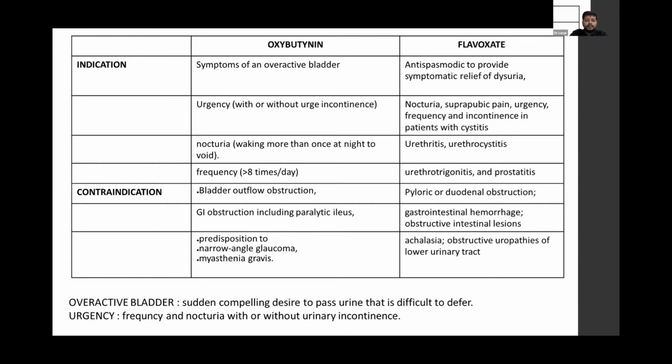Indication for oxybutynin is overactive bladder, urgency, nocturia, and frequency, and it is contraindicated in bladder outflow obstruction, GI obstruction including paralytic ileus, predisposition to narrow angle glaucoma or myasthenia gravis. And flavoxate is indicated as an antispasmodic to provide symptomatic relief of dysuria, nocturia, suprapubic pain, urgency or frequency, and incontinence in patients with cystitis, urethritis, and contraindicated in pyloric or duodenal obstruction, gastrointestinal hemorrhage, and obstructive intestinal lesion.